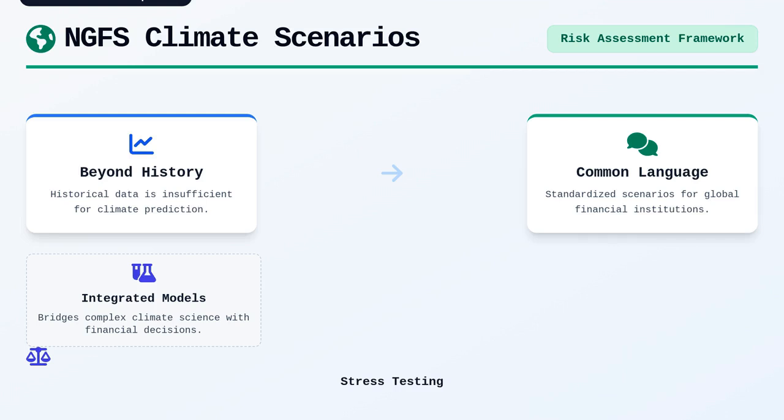It is essential to recognize that these are not forecasts, but rather exploratory tools used to assess resilience under different hypothetical futures. When you are analyzing a portfolio using these data sets, you are essentially asking what would happen to your assets or liabilities if one of these specific pathways were to materialize over a period of up to 30 years. The framework is inherently forward-looking and requires institutions to translate macroeconomic variables, such as carbon prices and GDP growth, into credit or market risk metrics.